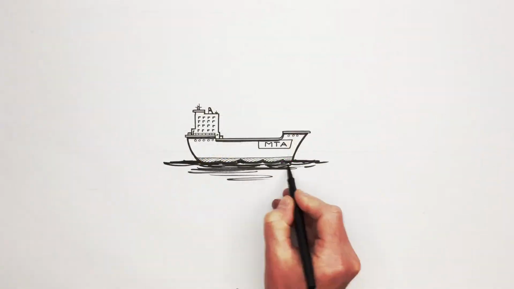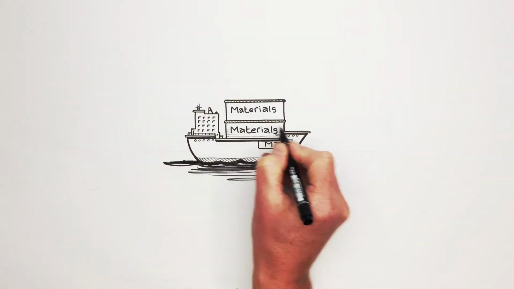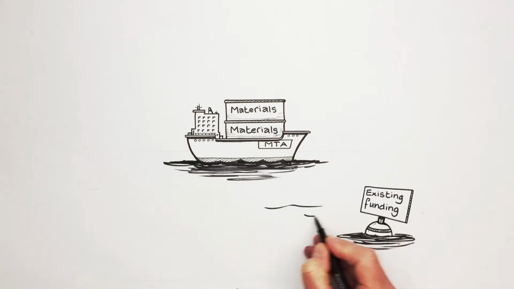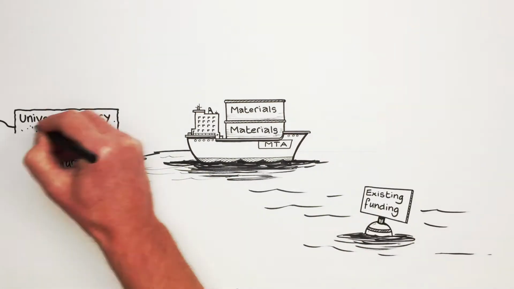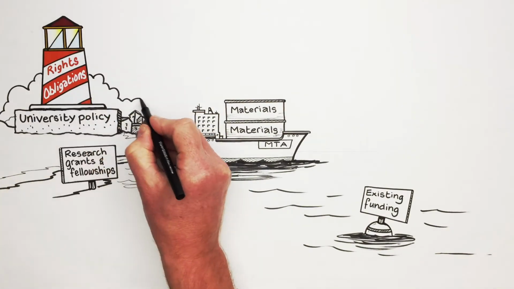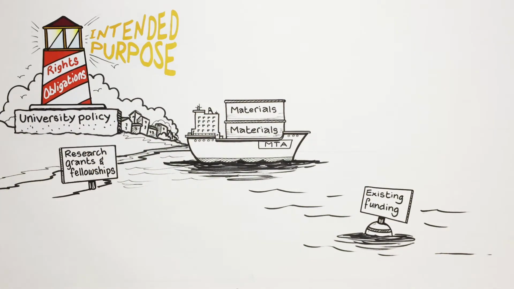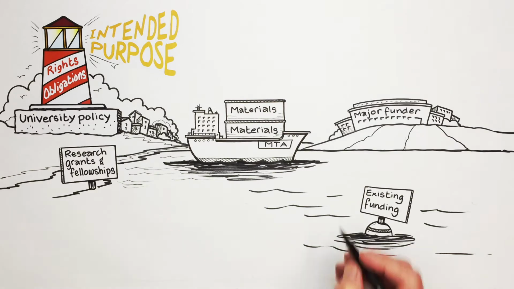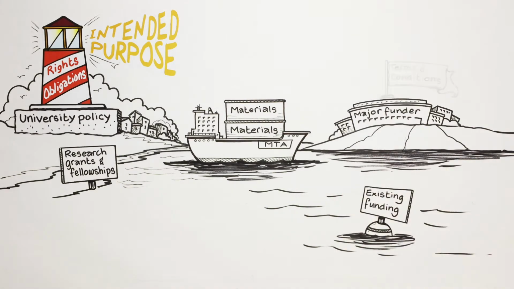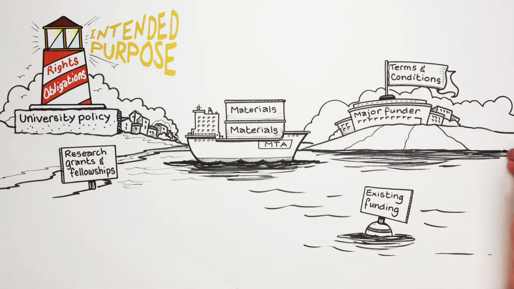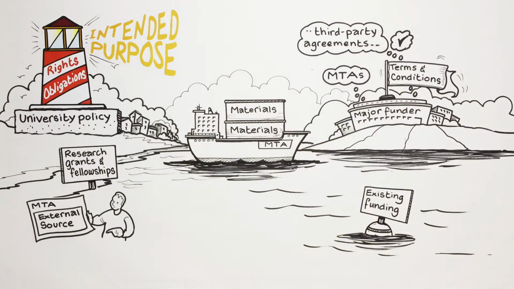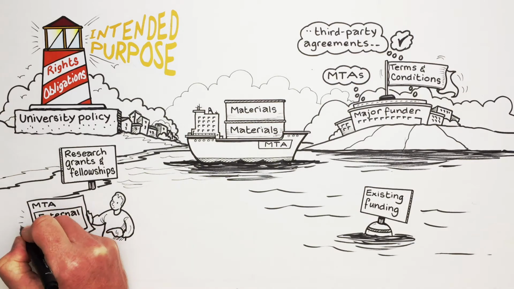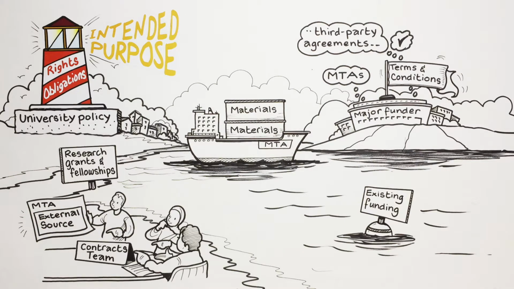MTAs ensure that the transfer of materials does not conflict with terms included in the existing funding, i.e. research grants and fellowships, and adheres to university policy, ensuring the rights and obligations fit with the researcher's intended purpose. For example, most major funders have their own set of terms and conditions, where they require knowledge and acceptance of any third-party agreements, including MTAs. If an MTA has been received from an external source, this should always be reviewed by the contracts team.